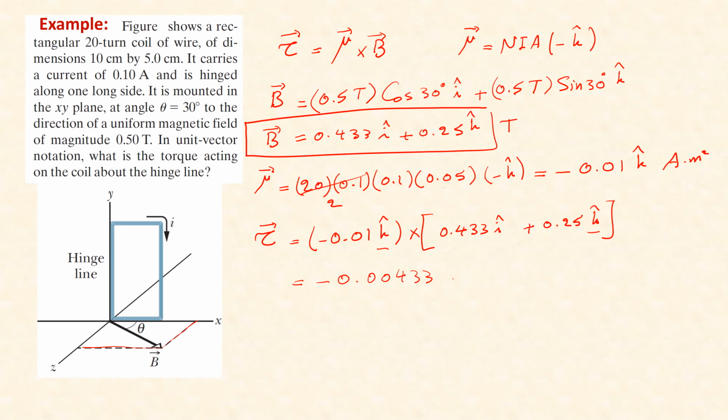And the value is 0.00433 j hat, right? So we multiply the magnitudes and then multiply k hat cross i hat. K hat cross i hat is j hat, and we have a negative in front of it. That will be Newton meter. Or we can write negative 4.33 j hat millinewton meter.